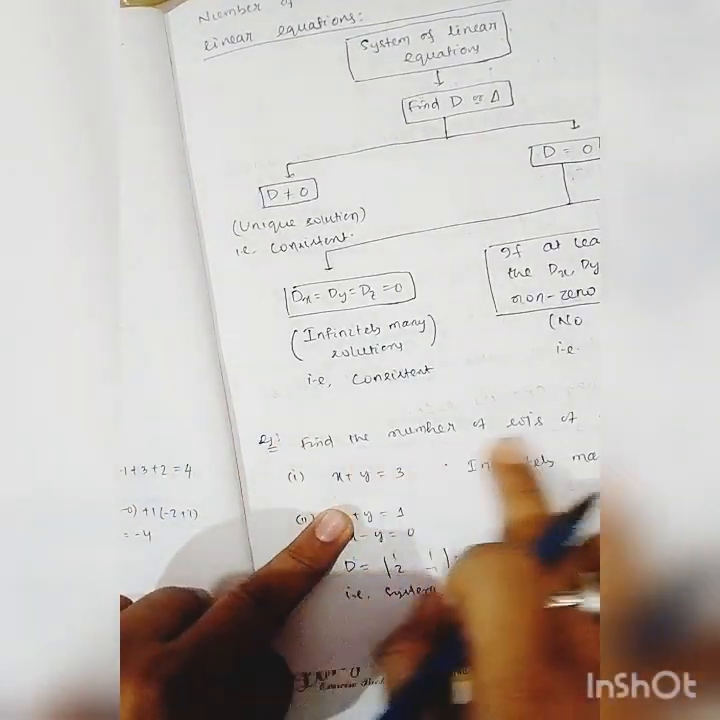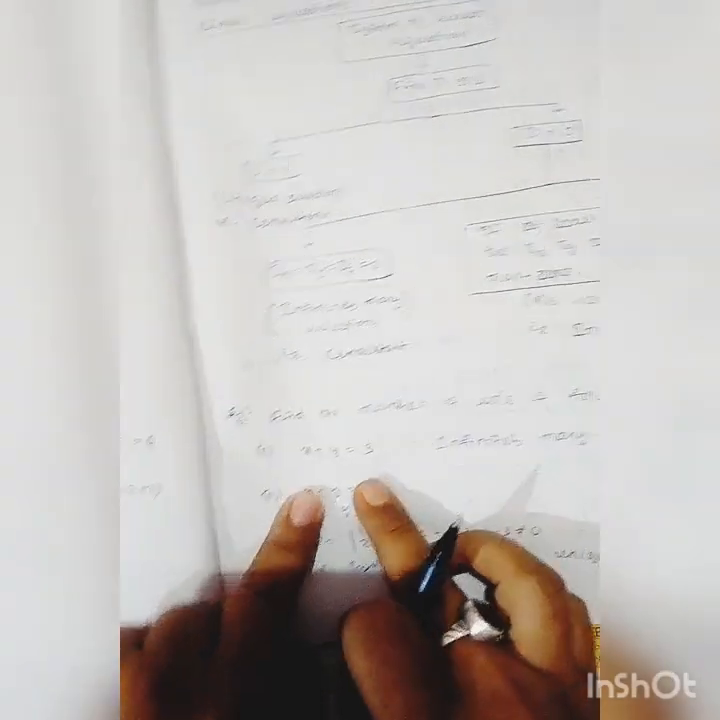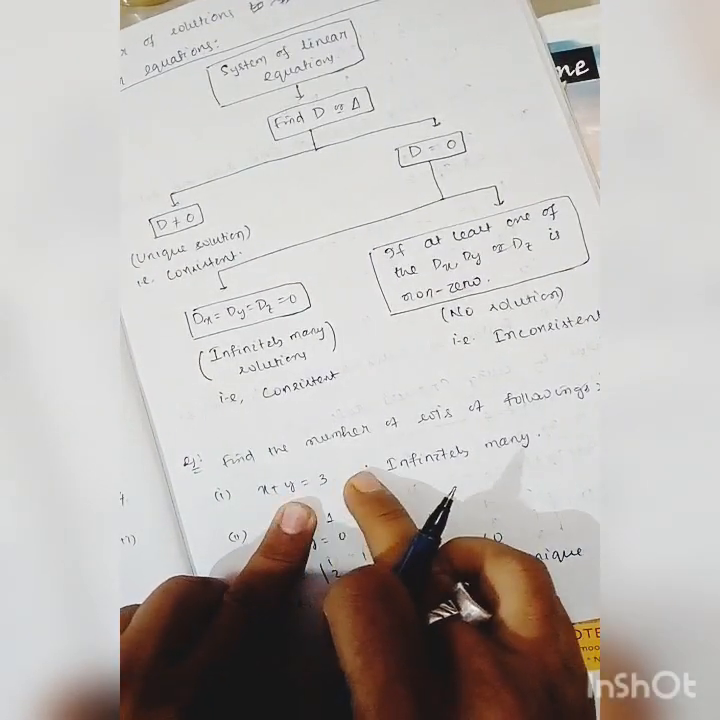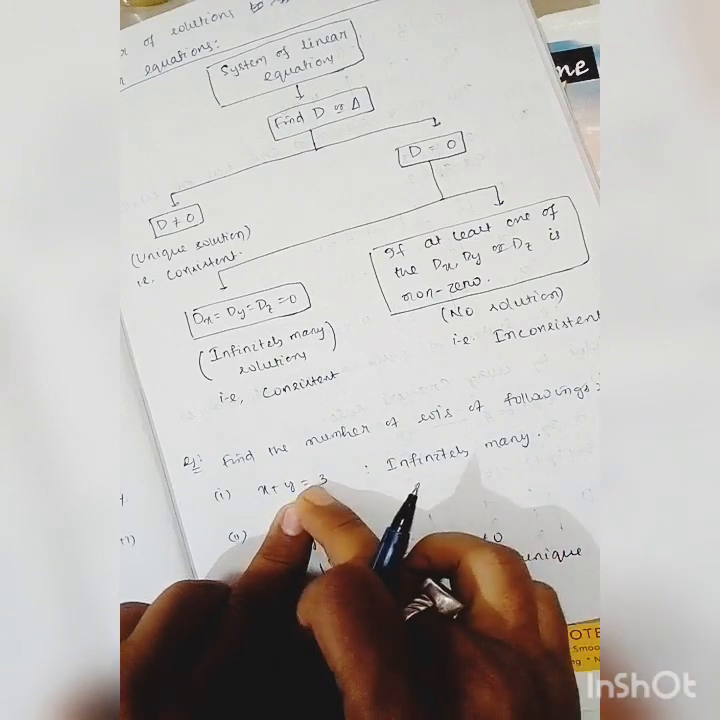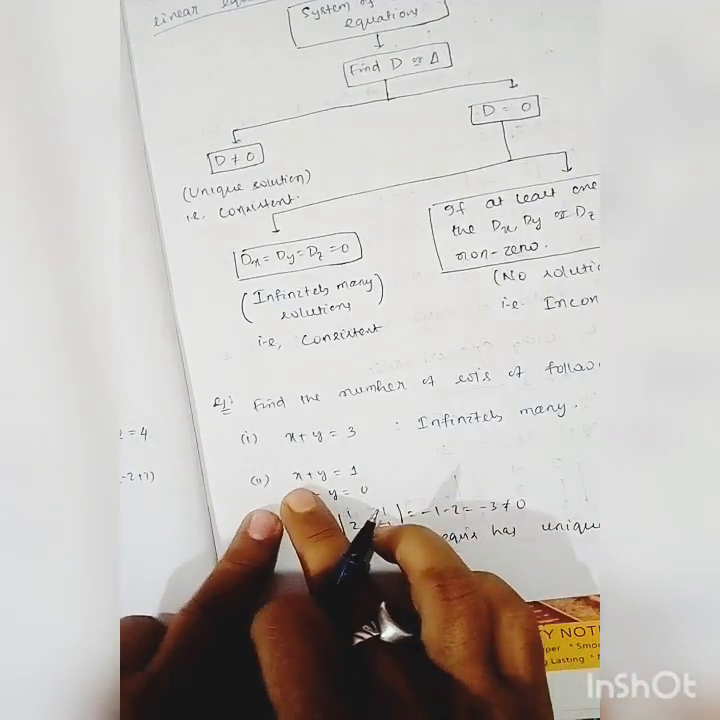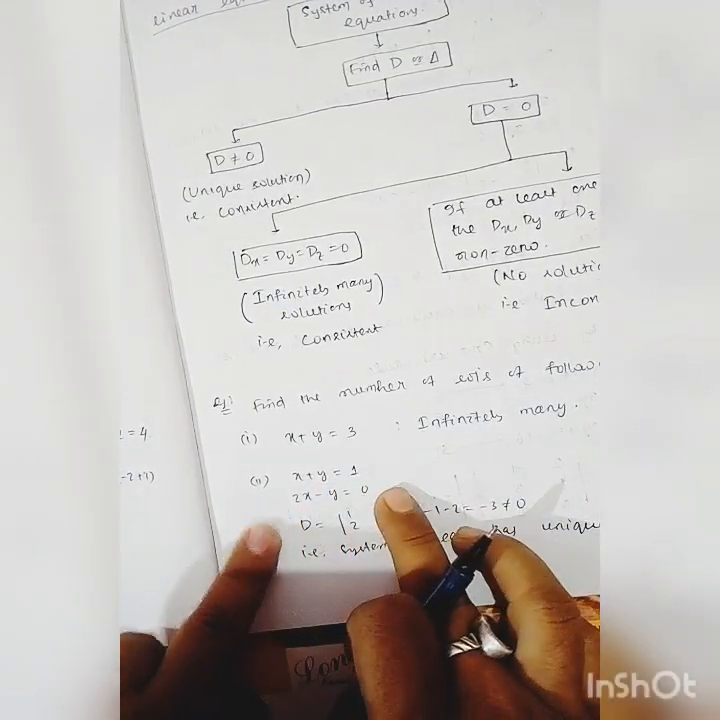So find the number of solutions of the following equations. Suppose x plus y equals 3. If you put y equals 3 minus x, for different values of x we have different values of y. Obviously this system of equations has infinitely many solutions. Suppose x plus y equals 1, 2x minus y equals 0. First we have to find D.